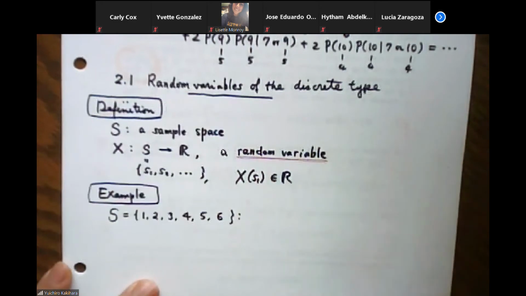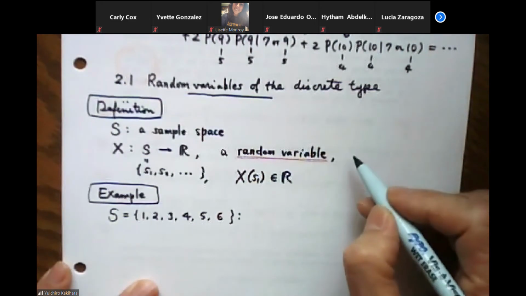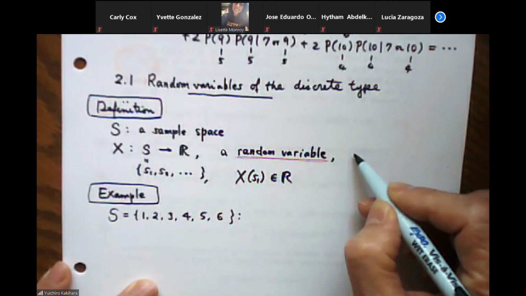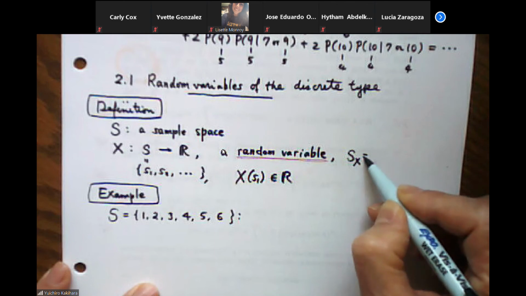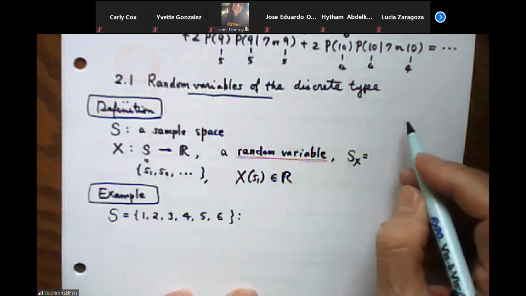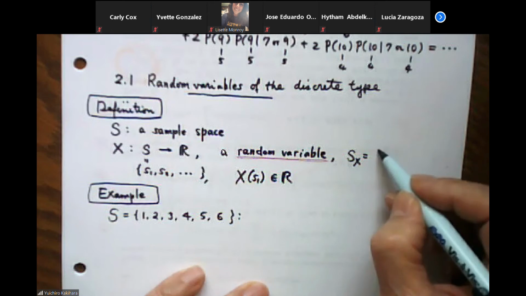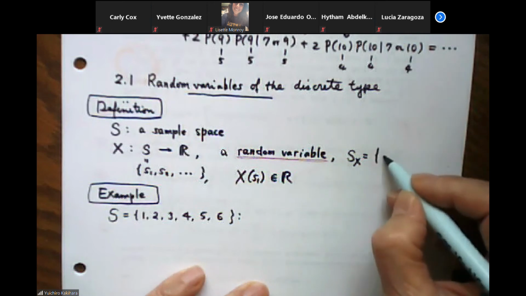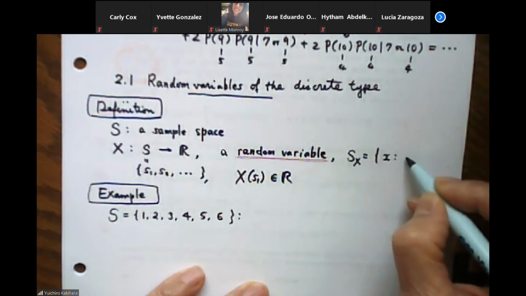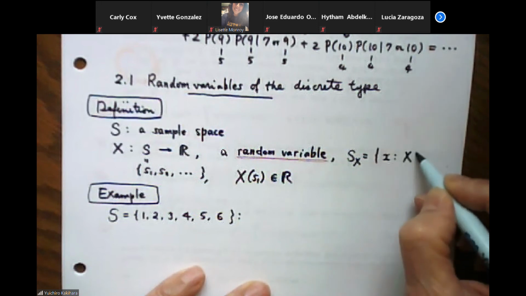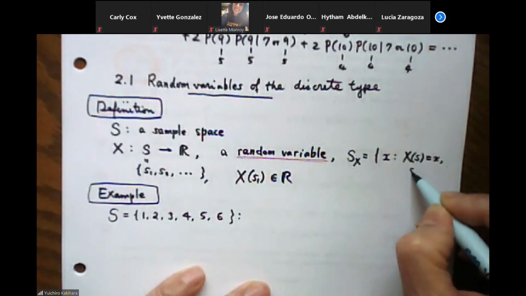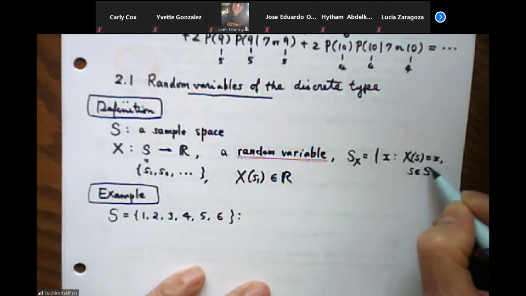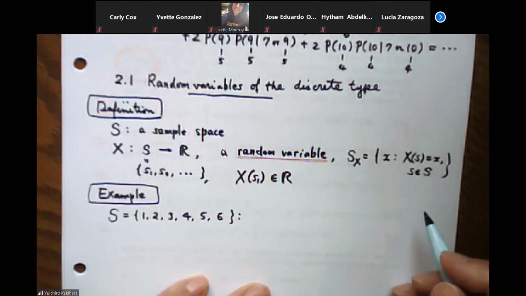This is a random variable, and then the notation. This part is confusing, so I'm going to use this: space of X. This is the set of all X, where X is equal to X of s, and s is varying over the sample space. This is the definition of the space of X.